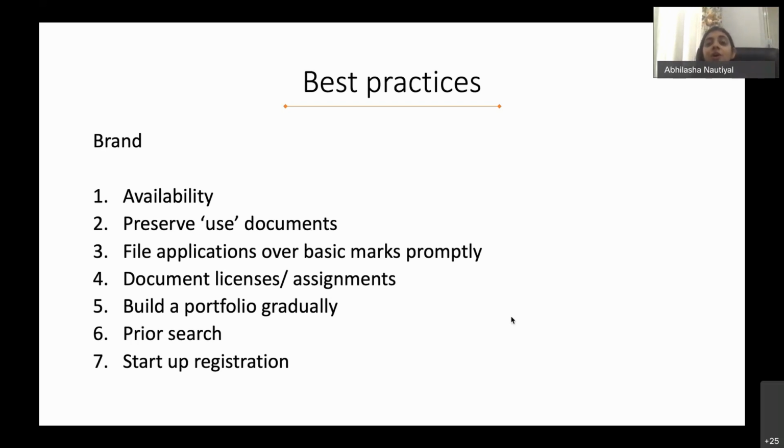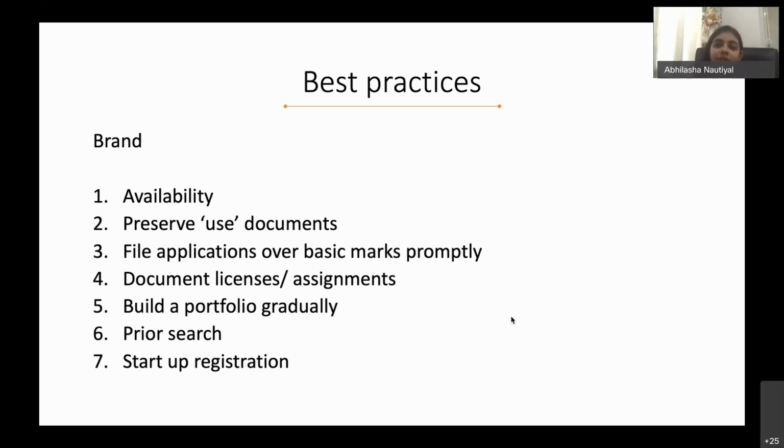Always document all licenses, all assignments. A license is a permission to use. An assignment is an outright sale of title. If you're purchasing a brand from someone, make sure it's documented. If you're permitting someone to use it, make sure it's documented.